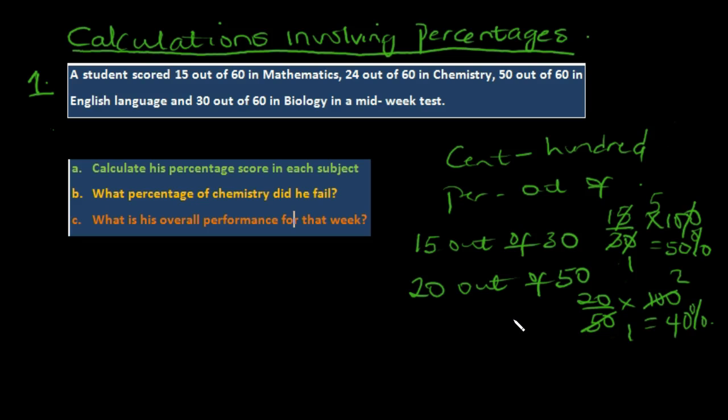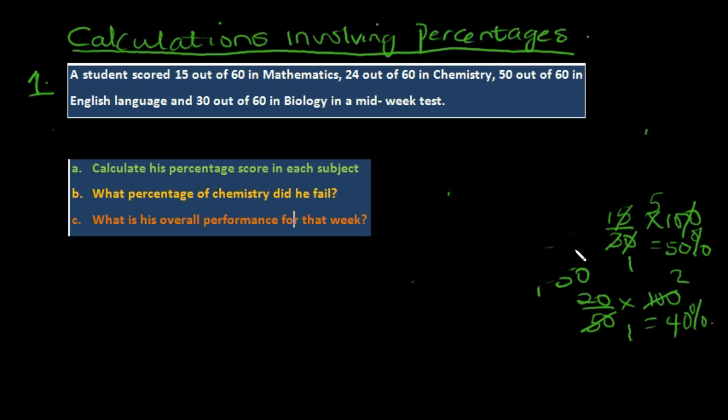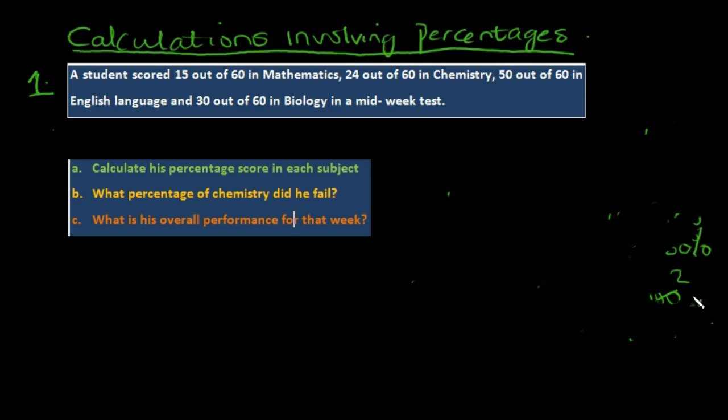So now we'll go through this first example, and the example I have here is a student scored 15 out of 60 in his mathematics, 24 out of 60 in chemistry, 50 out of 60 in English language, and 30 out of 60 in biology in a midweek test, or maybe a midterm test, mid-semester test, or what have you. So now we are asked to calculate his percentage score in each subject. Now, converting anything to percentage, whether decimal, fraction, ratio, or proportion, all you need to do is to multiply by 100 over 1.